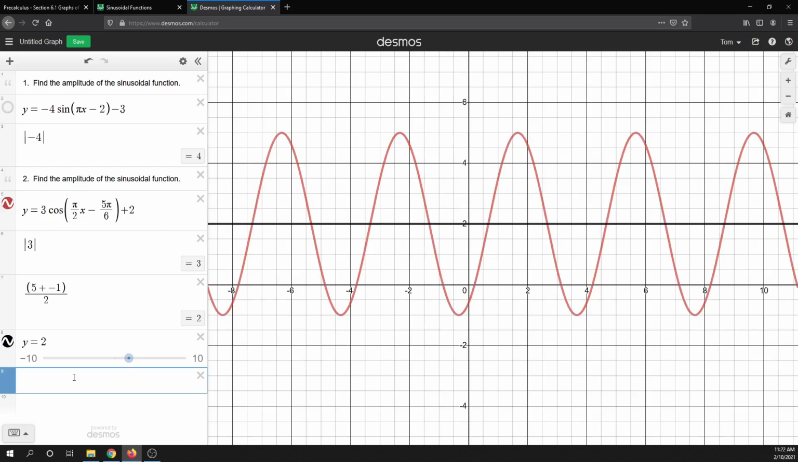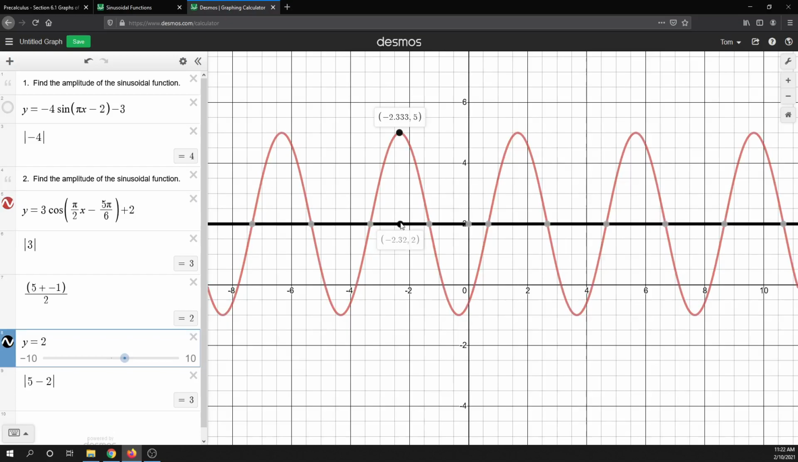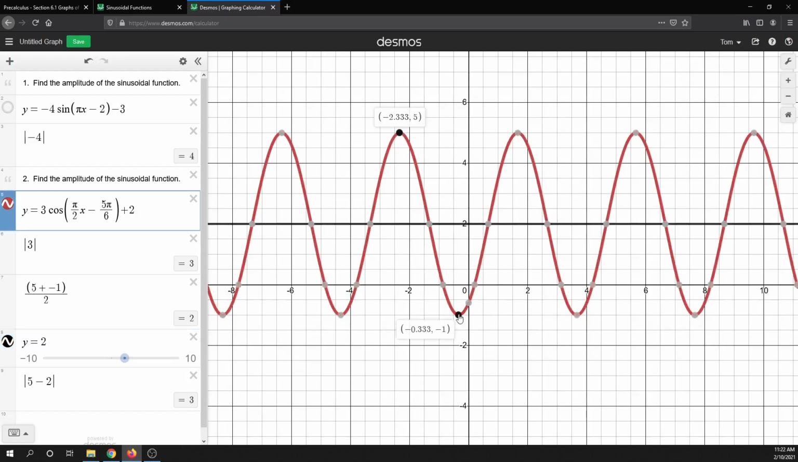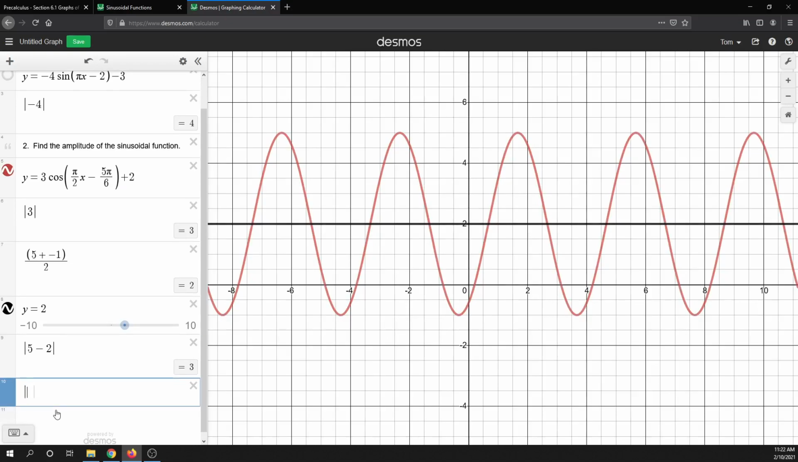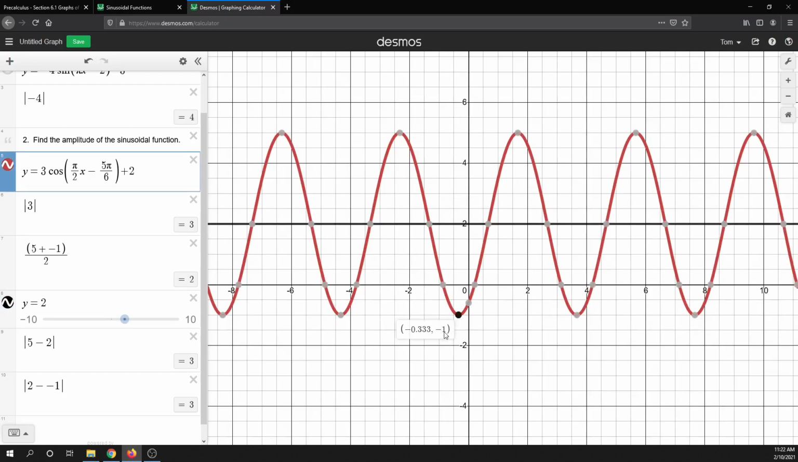And again, you can always do that by taking the absolute value of the y coordinate of the maximum value, 5, and subtracting where the midline is, the vertical shift. You can also do that with the minimum values. If I did the absolute value of 2 minus -1, where 2 is the y coordinate of the points on the midline, and subtract the y coordinate of the minimum values and take the absolute value, you're going to get the amplitude as well. Okay, and that is it for this one.